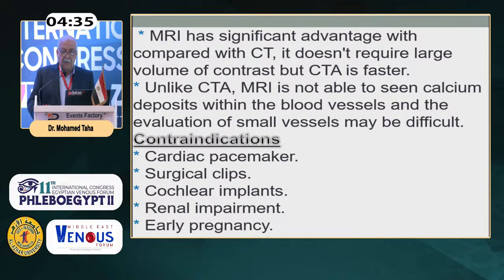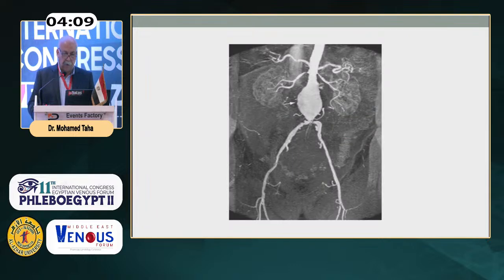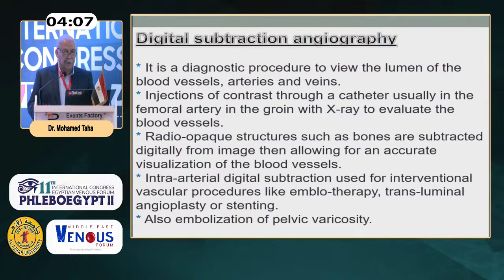The MRI has a significant advantage compared to CT. It doesn't require a large volume of contrast, but CT is faster. Unlike CT, MRI is not able to see calcium deposits within the blood vessels, and the evaluation of small vessels may be difficult. Contraindications of MRI in general: cardiac pacemaker, surgical clips, cochlear implants, renal implants, and early pregnancy. This is a picture of an aortic aneurysm by MRI.